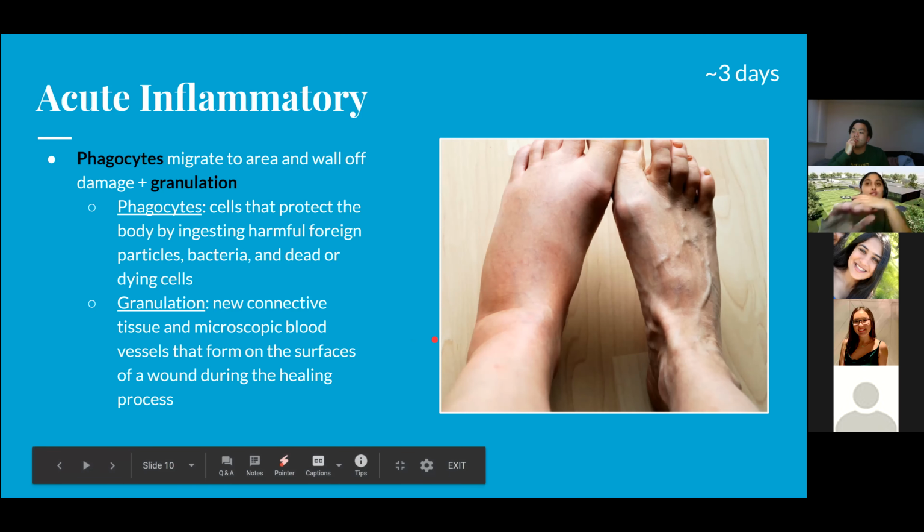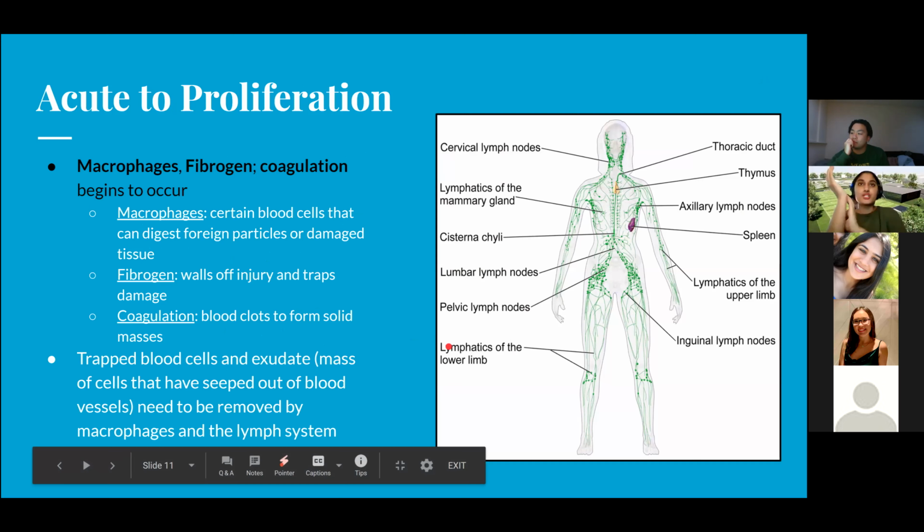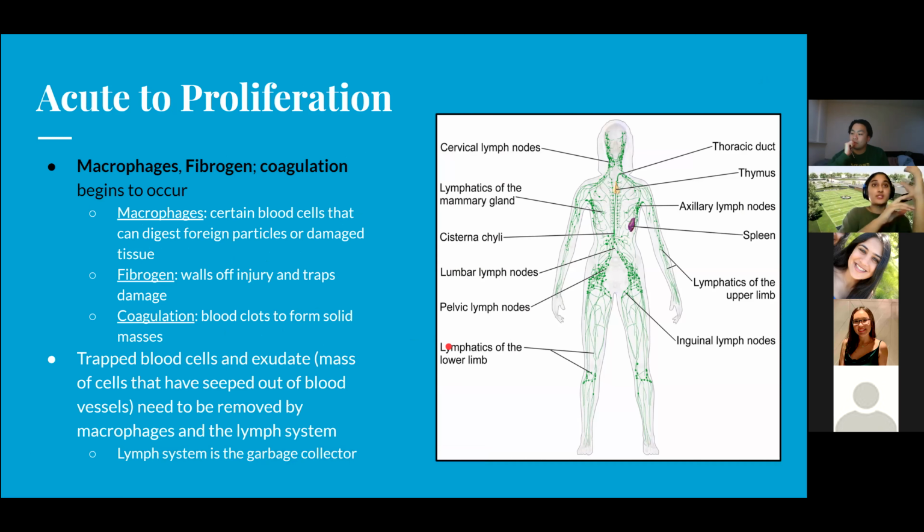Okay. So before we go into proliferation, I'm going to actually talk about this transition from acute to proliferation because it's pretty important. At the molecular level, macrophages and fibrogen are present, and then coagulation begins to occur. Macrophages are basically certain blood cells that can digest any sort of foreign particles or damaged tissue. Fibrogen kind of walls off the injury and traps any sort of damage there. And then coagulation is when blood clots to form solid masses, right? We don't want any more bleeding.